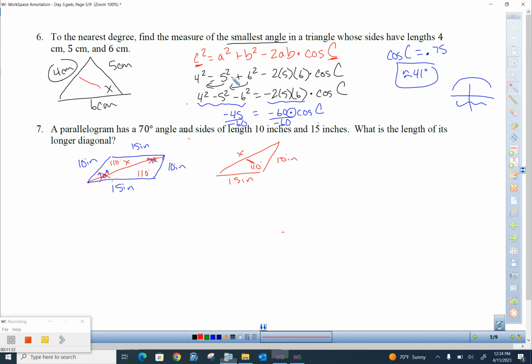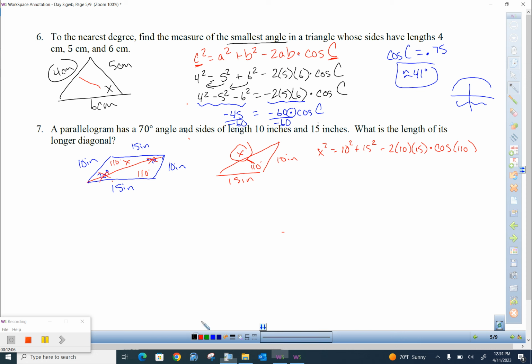Okay, from here, we're looking at this equation again. And the thing outside is the thing we start with. So that's x squared. Then my other two sides, 2 times those sides again, and then cosine of the angle, and this time we know it.